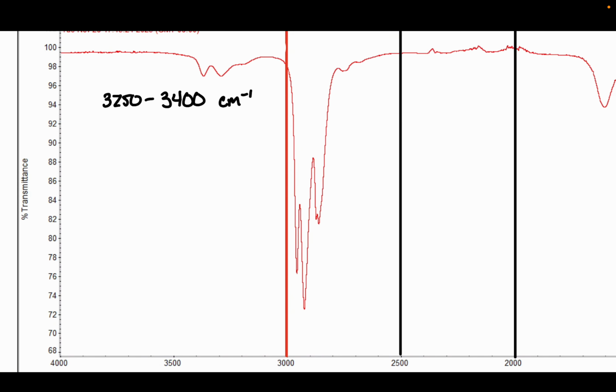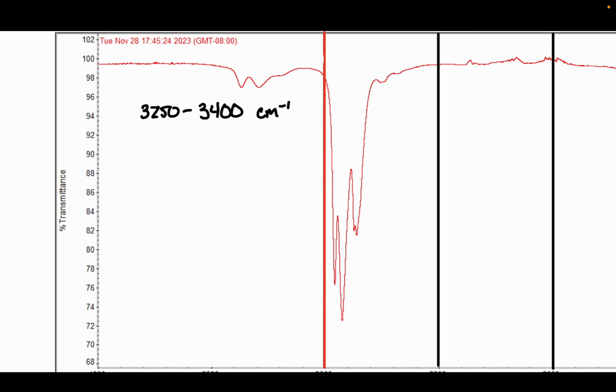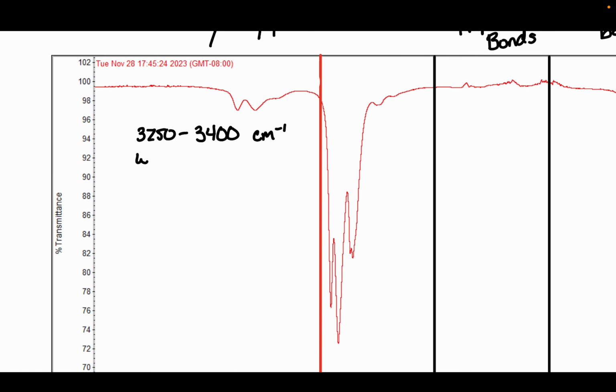Inverse centimeters, right? So that's step one. I got my wave number range. Check, check. The intensity, these are quite weak peaks. Not very big on my spectrum. Starting here at about my baseline around 100, and we only get to 97 maybe. So they're weak. They are still pretty broad. They're not the sharpest, hairline peaks here. So I'm going to say they're medium broad.